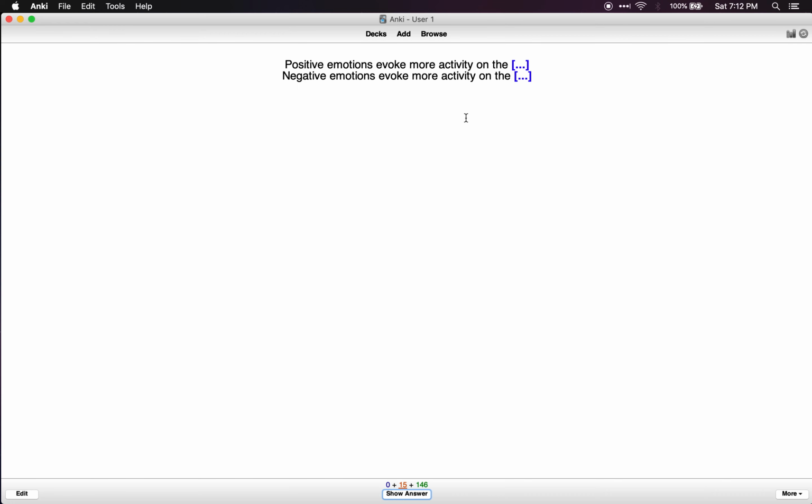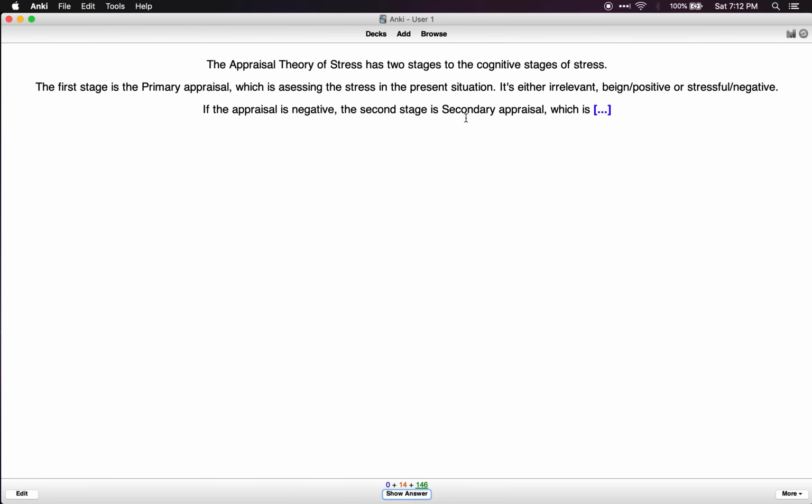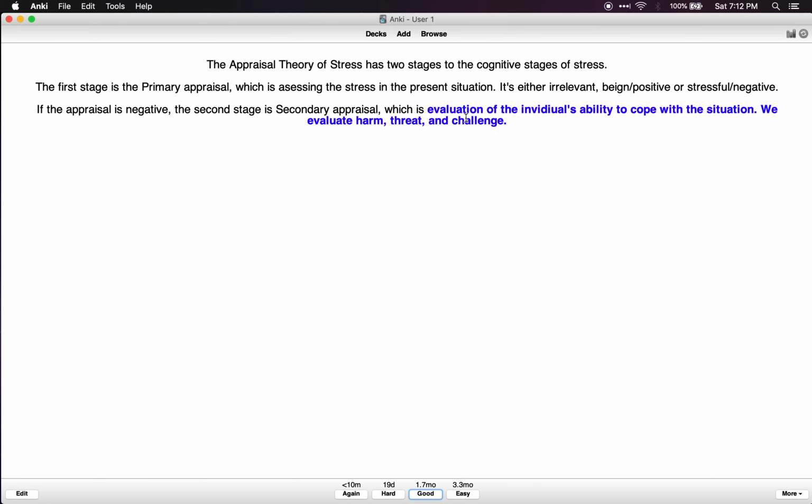Positive emotion evokes more activity on the left side. Negative emotions evoke more activity on the right side. And secondary appraisal is the evaluation of the individual's coping. We evaluate harm, threat, and challenge. Evaluation of the individual's ability to cope with the situation: harm, threat, and challenge.